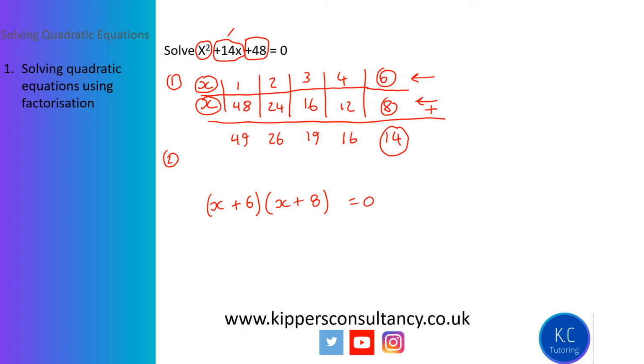Now, what we do know is that each factor will equal 0. So in our next step, we can say that x plus 6 is 0 and x plus 8 is 0. So therefore, we can see that x is minus 6 and minus 8. And this is how we solve our quadratic equation using factorization.